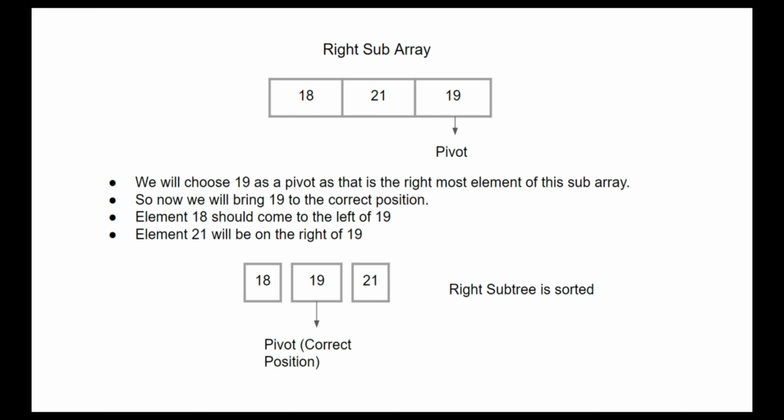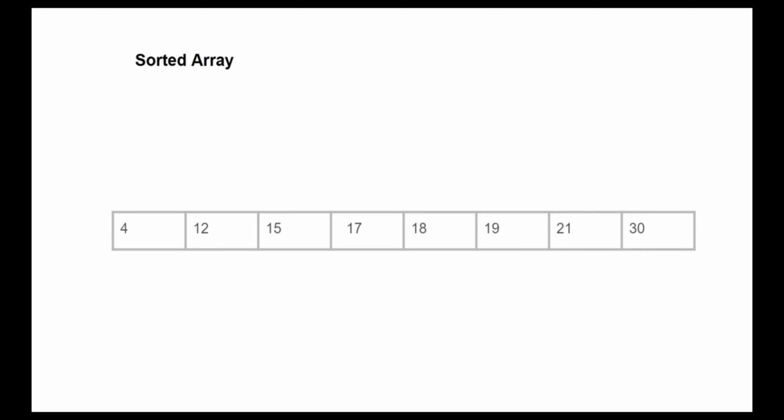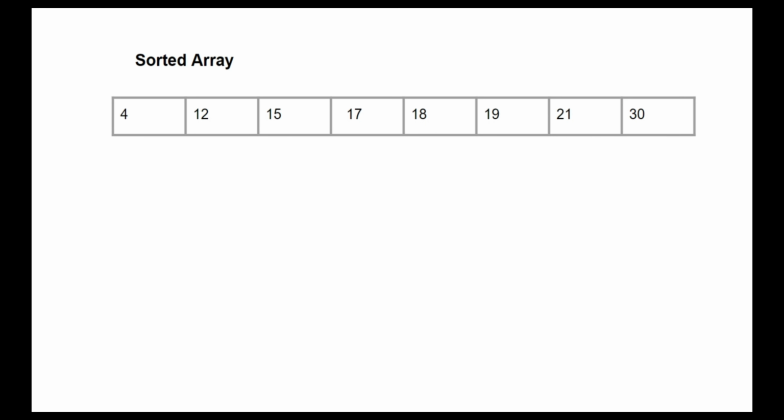When we combine these subarrays, we get the sorted array. So now we have sorted the array using the quick sort algorithm. This is the basic working of the quick sort algorithm.